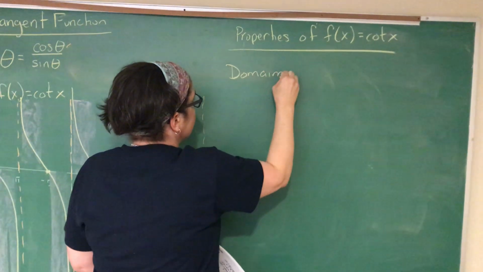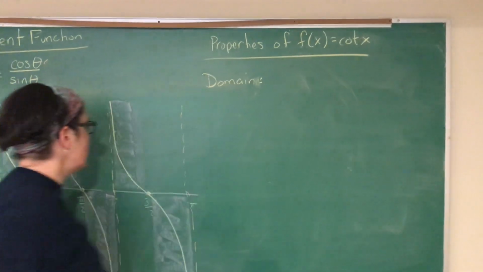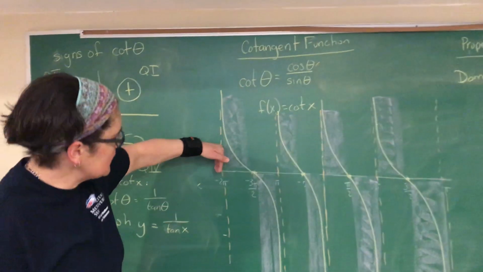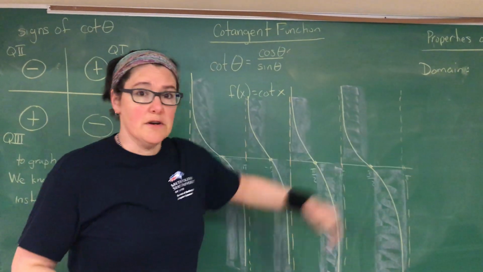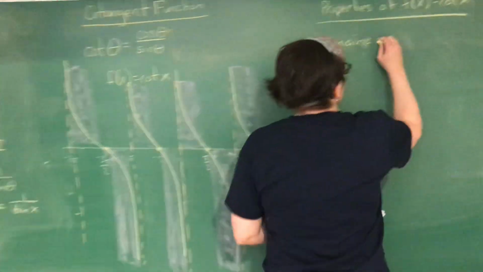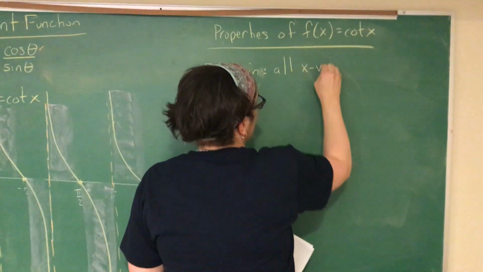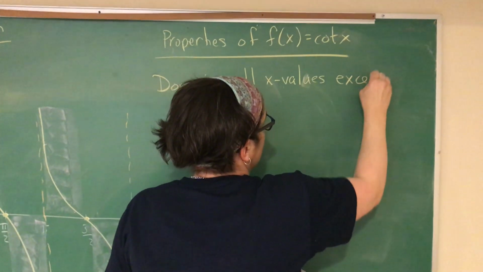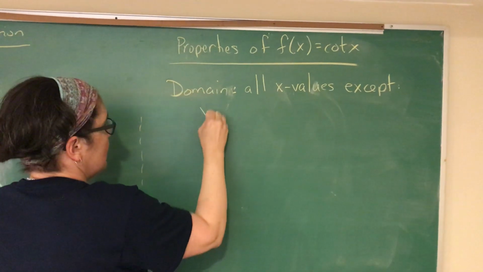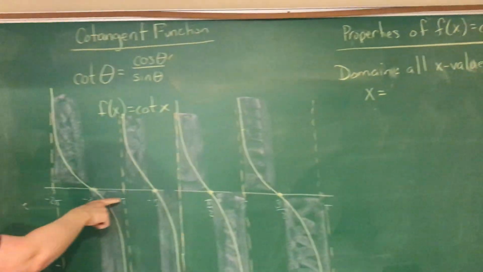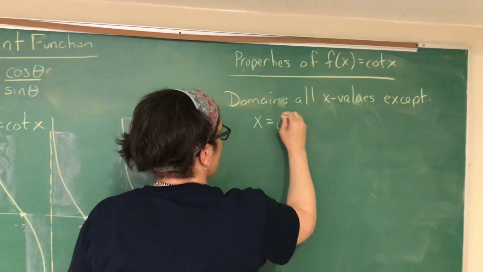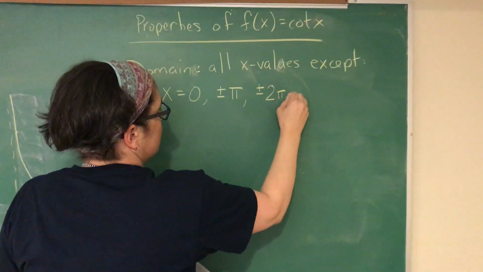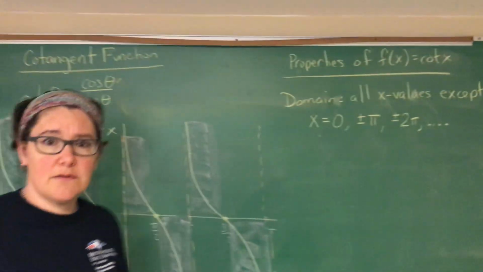Our domain are the allowable inputs, which means every x value except for where the vertical asymptotes are. So our domain is all x values except x equals 0, plus or minus pi, plus or minus 2 pi, plus or minus 3 pi, etc.